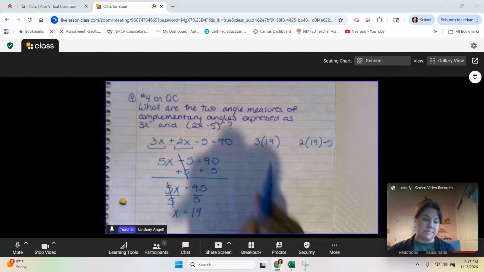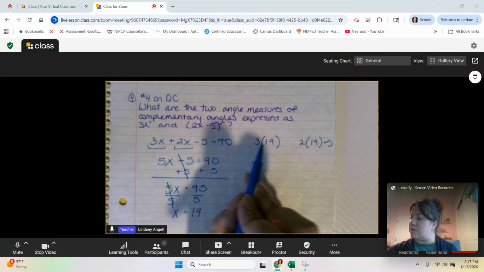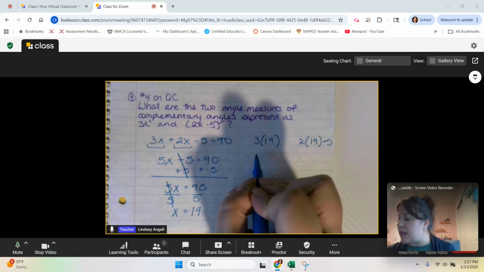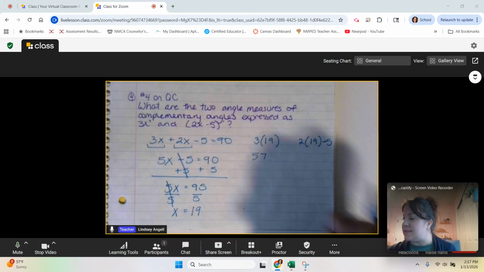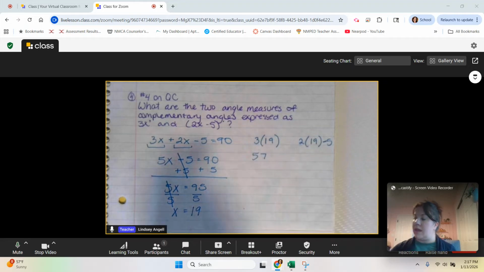So 3 times 19, well, let's see. 3 times 9 is 27. 3 times 10 is 30. Add those together, we should get 57. And then, let's see. I'll do that on my calculator just over on the side just to make sure. We've got 19 times 3 is 57.